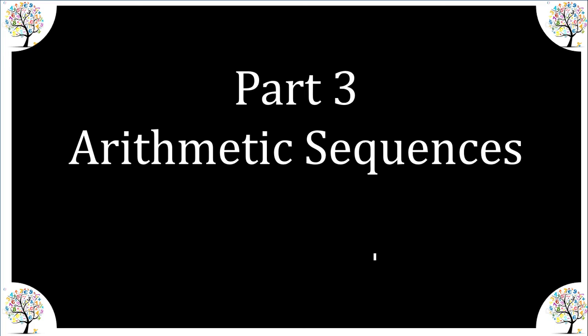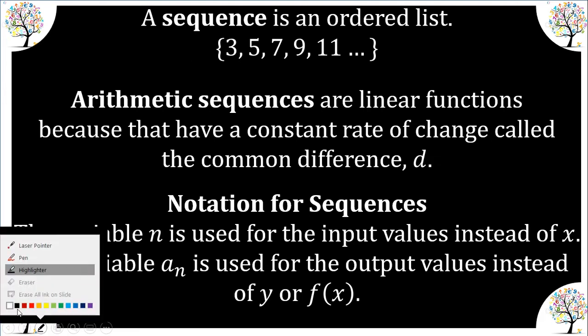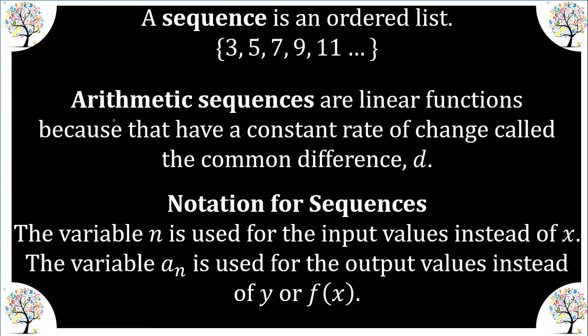Okay, the last part of our review of all things linear is arithmetic sequences. So recall that a sequence is just an ordered list and it will have a pattern of how you get from term to term. We will study two different sequences this course, but the first one is going to be arithmetic, and it is a linear function because there is a constant rate of change.